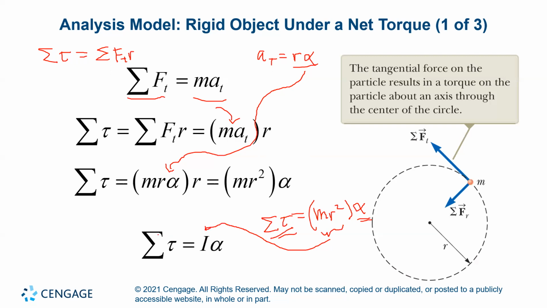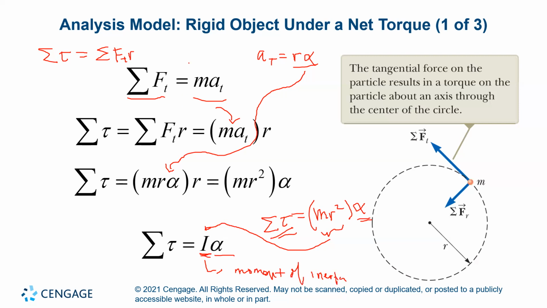So basically, the sum of all torques is directly proportional to the angular acceleration of the rigid body, or in this case, the mass. The stronger the torque, the more the angular acceleration, and it's related by this constant I. So what is this I? There is a name for this I. It's called the moment of inertia, or the rotational inertia.